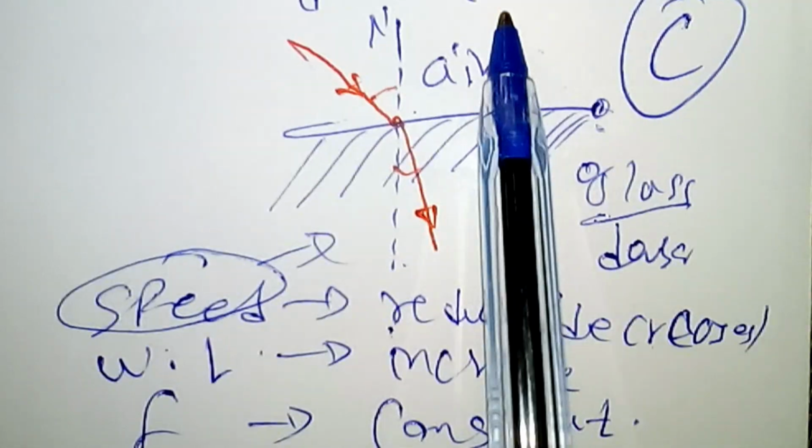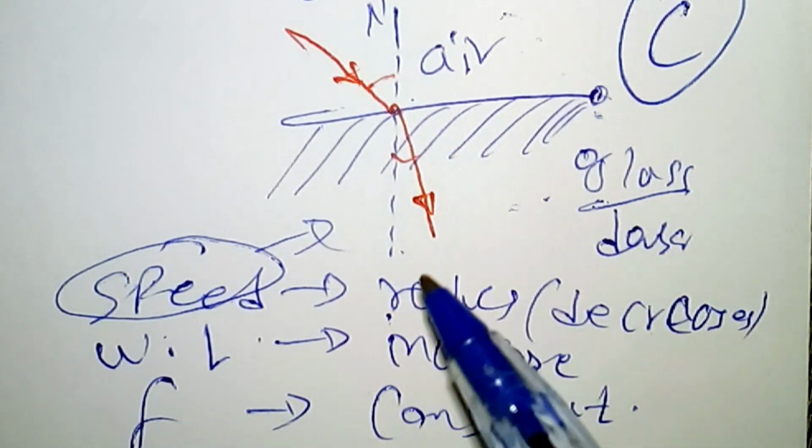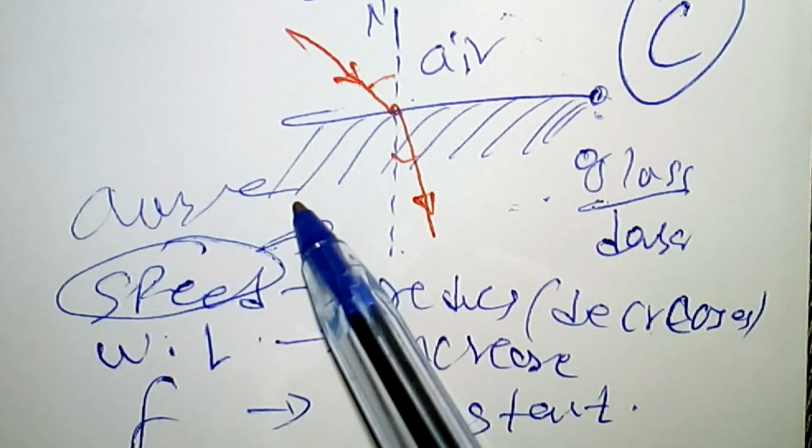Refraction of light, when it passes from one medium to the other, occurs due to the change in speed of the light.